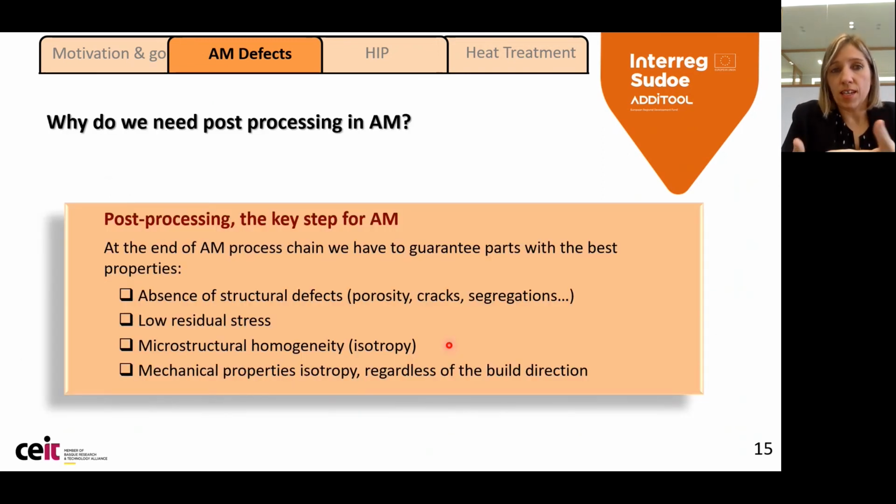So if we ask again, why do we need the post-processing in AM? I think that with these examples that I have shown of a microstructure that is directional, with the different defects that we can find, it's clear that we need to do something after the AM to repair this. So the idea is that after the whole process, to obtain microstructures that are more homogeneous, materials with lower residual stress, and the removal of these defects as porosity and cracks. So for that, we have the post-processing.